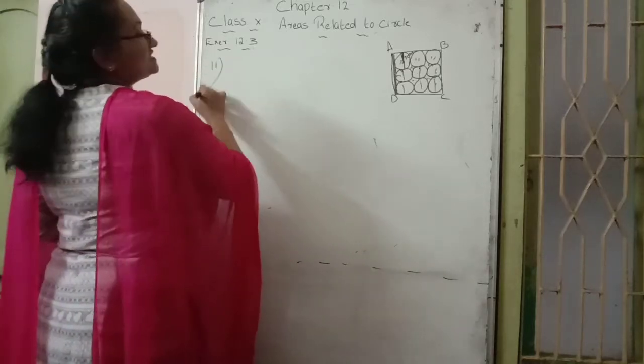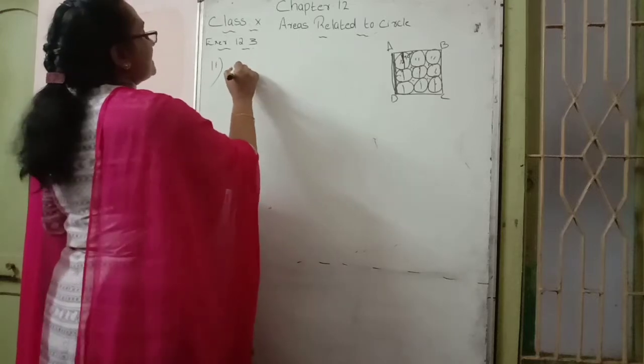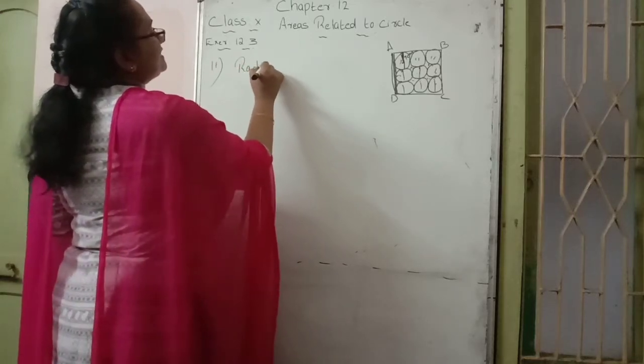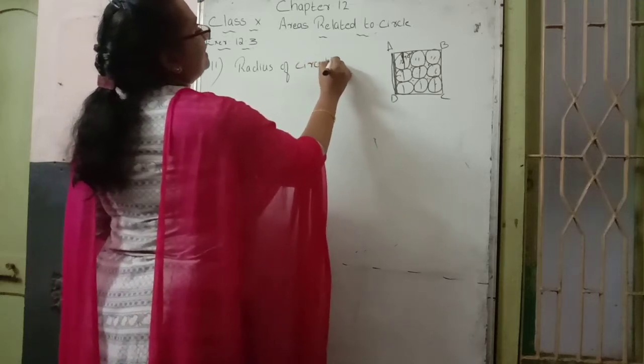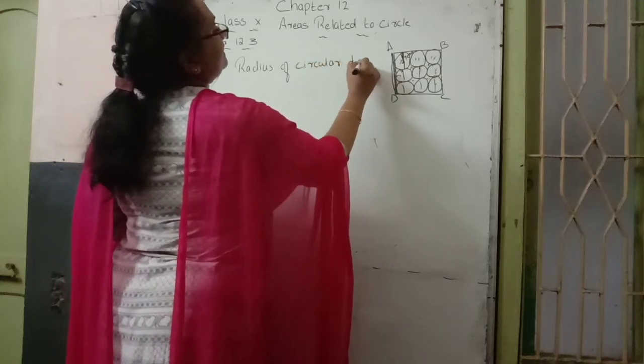Here, the 11th question, they tell us that the radius of the circular design they gave.